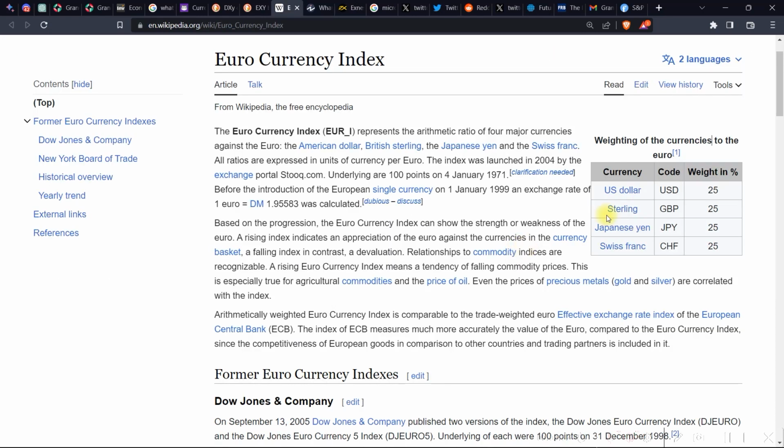But when it comes to the euro, you can see here the weighting of the currencies in the euro currency index. This is the percentage. You can see it's like an even split, about a quarter each of these main currencies. This is the basket of currencies forming up the euro currency index, the EXY, that shows the strength or weakness of the euro currency. I believe you got that part.